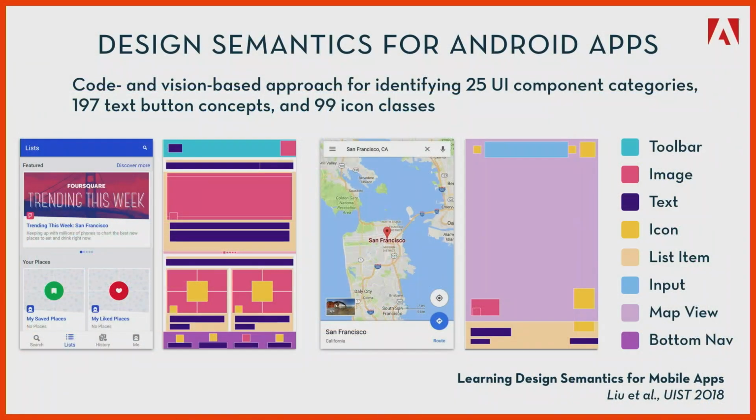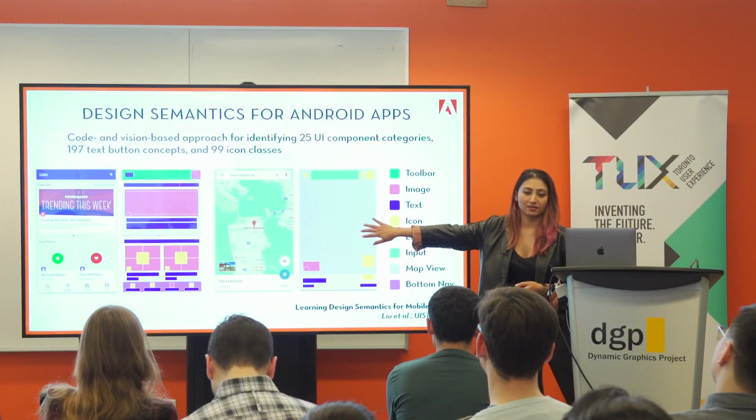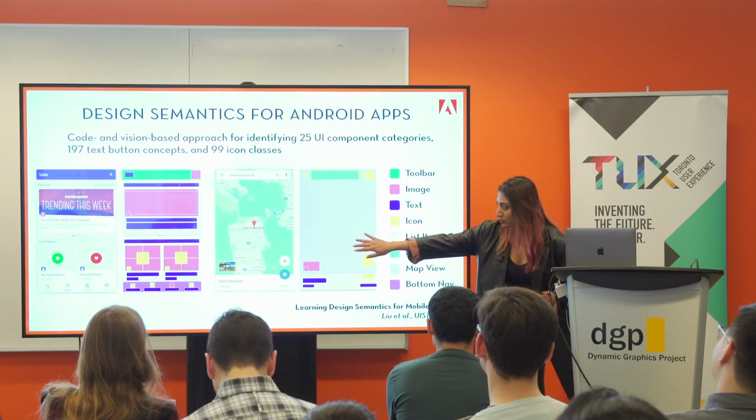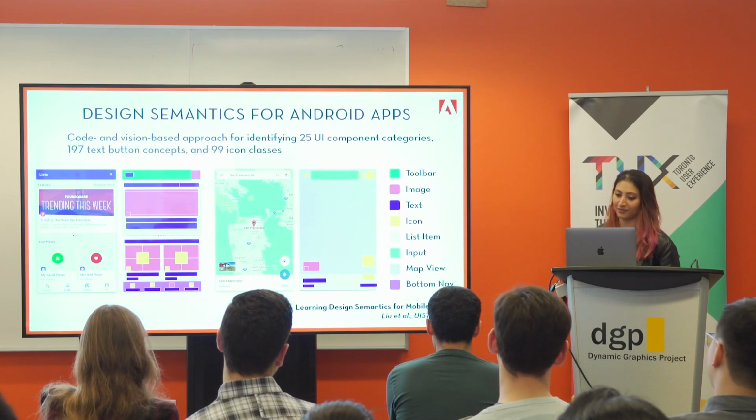So we created this UX lexicon, and then what we did was we trained a code and vision-based approach for automatically identifying 25 UI component categories. So those include text buttons and icons, 197 text button concepts, and 99 icon classes. So what we were able to do with this approach is, if you gave us a screenshot as well as the Android view hierarchy for that screen, we could produce the semantified version of the screen. So that's what the output looks like of this approach.